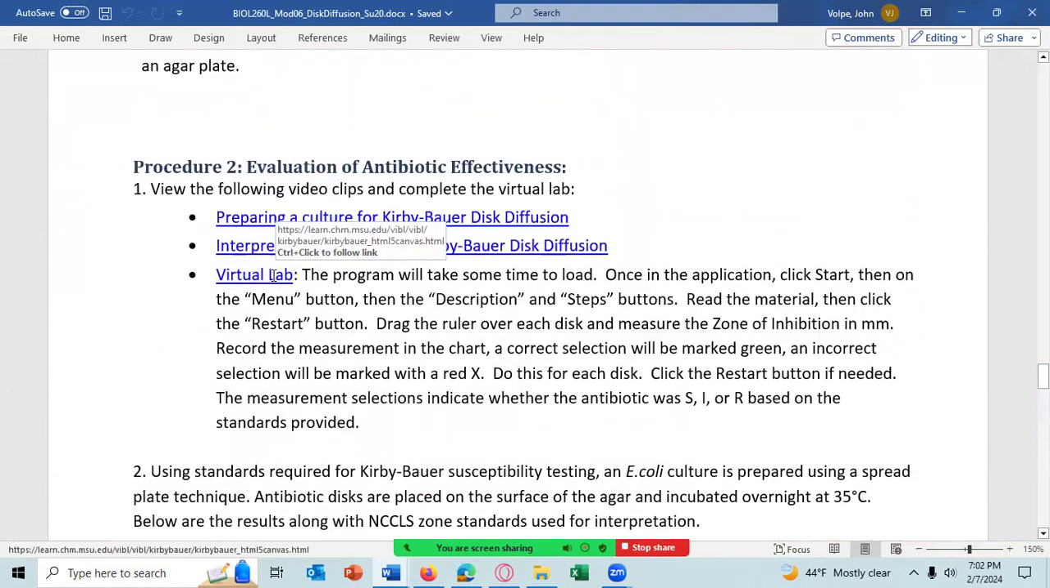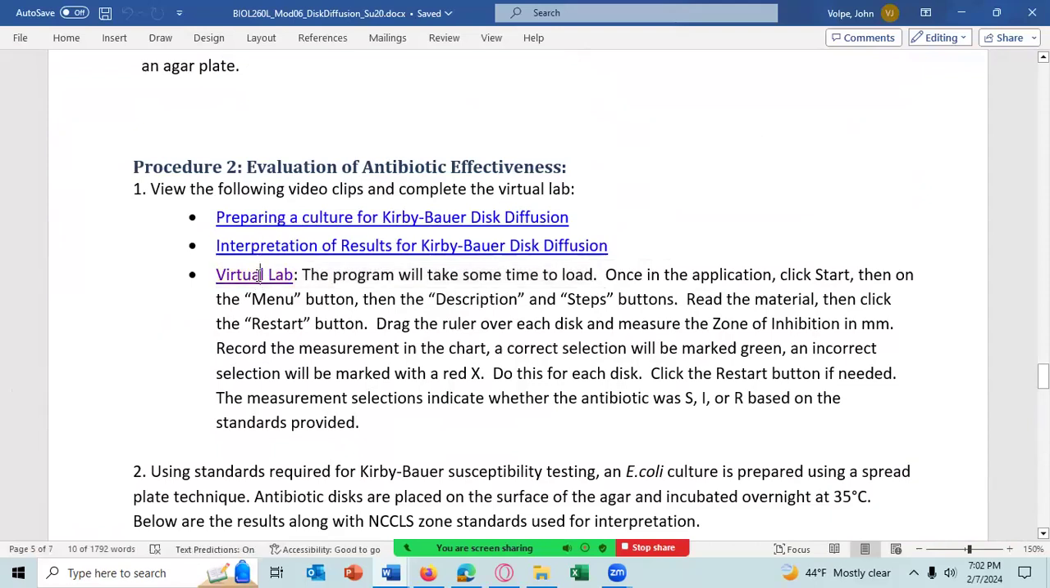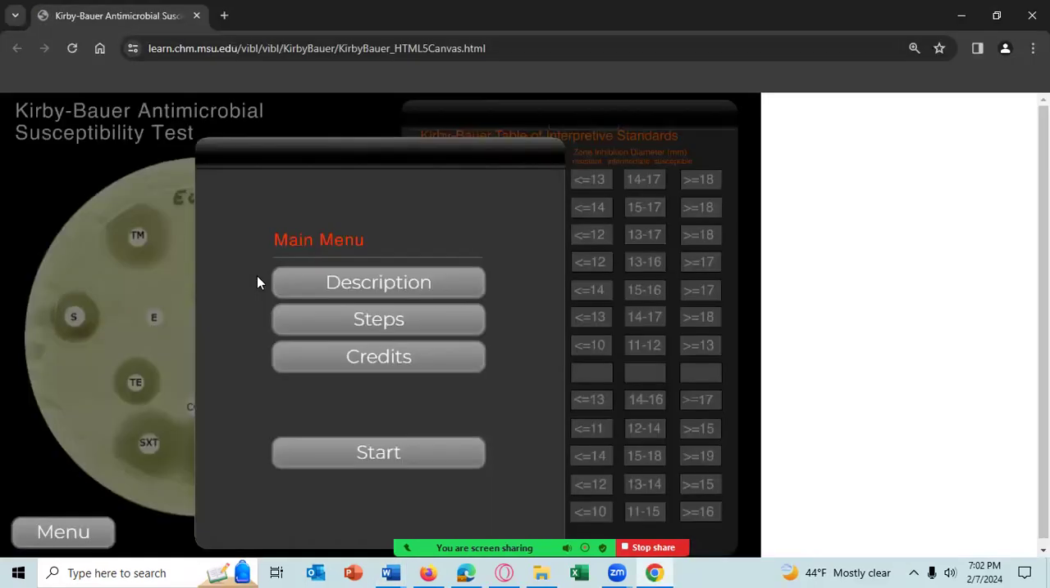The old link didn't work anymore, so that's why I'm trying to use the new link. Come on. There we go. All right. Depending on how fast your internet connection is, you may have to wait for this page to load. Click Start.